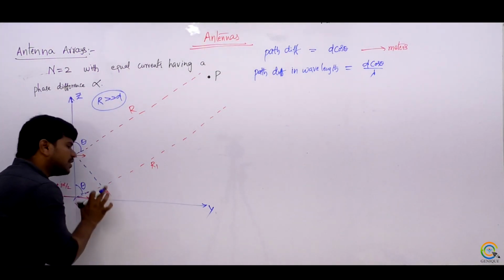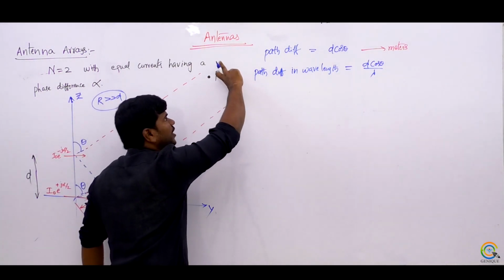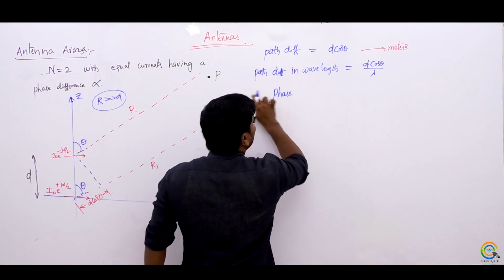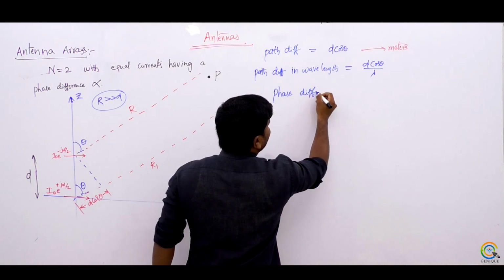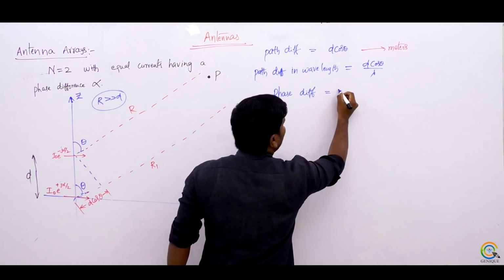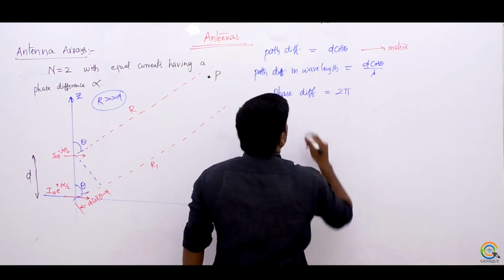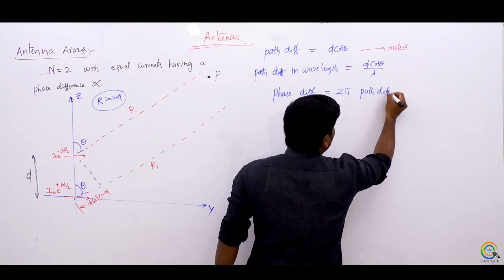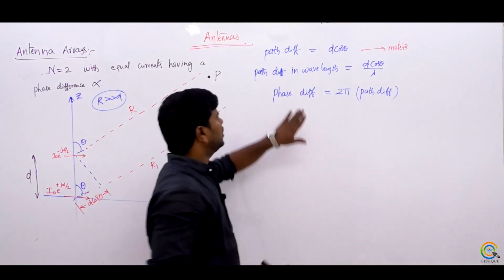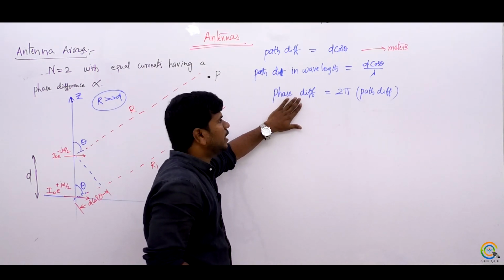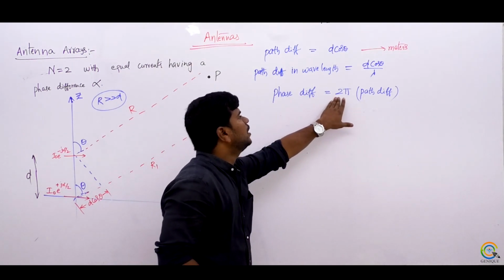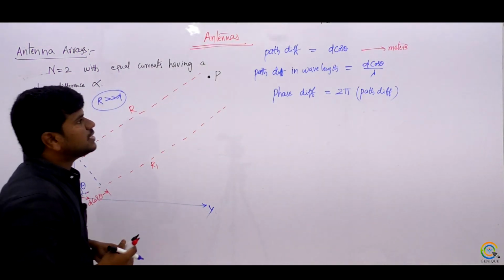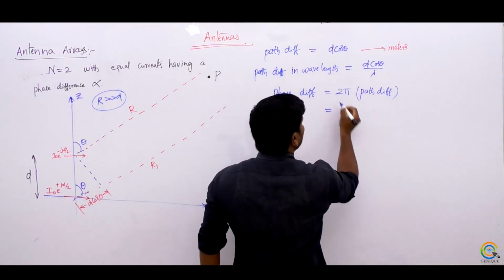Because of this path difference, there exists a phase difference in this field. The phase difference due to this path difference is equal to 2 pi into the path difference. Okay, 2 pi into the path difference. So we know it is the phase constant. Okay, so phase difference is equal to 2 pi into path difference. This is the thing you have to notice. Okay, so what is the path difference? Here the path difference is equal to, so 2 pi.